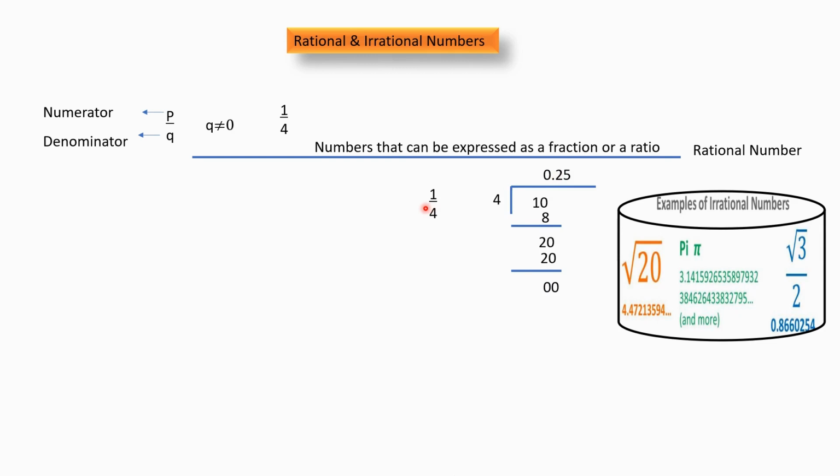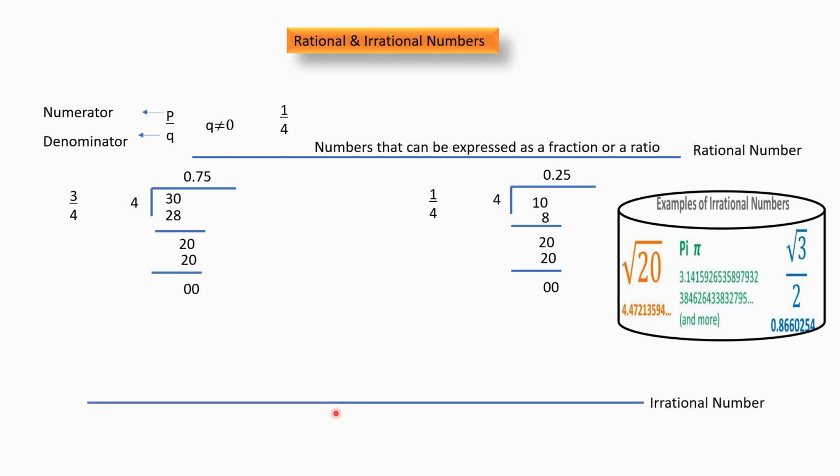Let's take another example to make it clearer. If we take 3 quarters and divide 3 by 4, we get 0.75. This division also terminates and has a remainder of 0. So, 0.75 is a rational number in the form of 3 quarters.